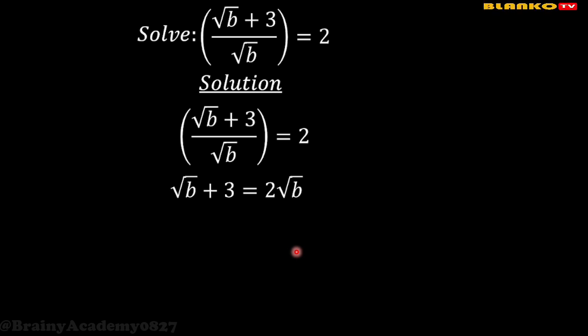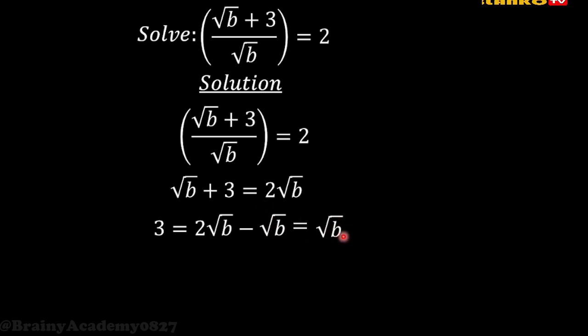Okay, so let's group the terms. That is going to be 3 equals 2 times the square root of b minus the square root of b. And 2 times the square root of b minus the square root of b is equal to the square root of b. I hope you understand. Alright, let me explain.